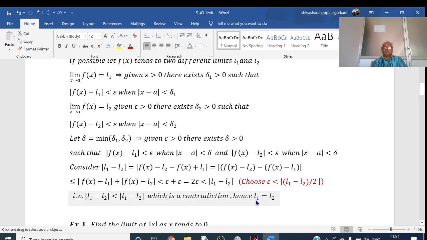This is a contradiction. Therefore, what I assumed, that if possible, f of x tends to two distinct limits, is wrong. Therefore, limit of a function, if it exists, must be a unique one. Okay.